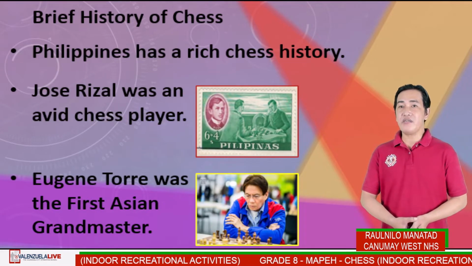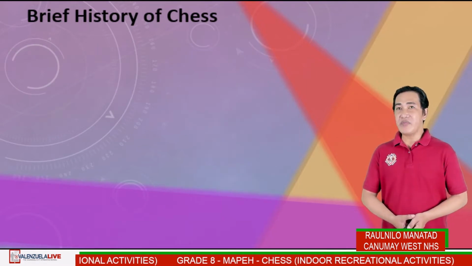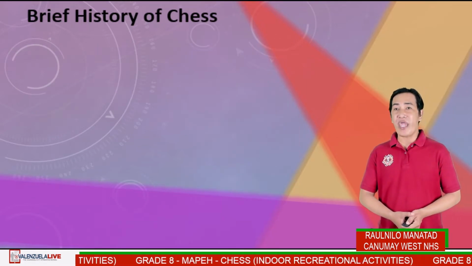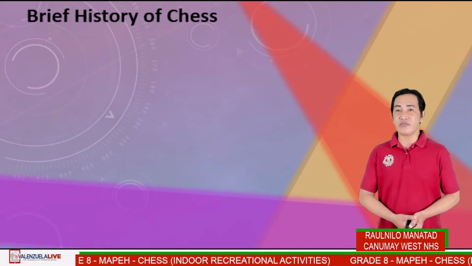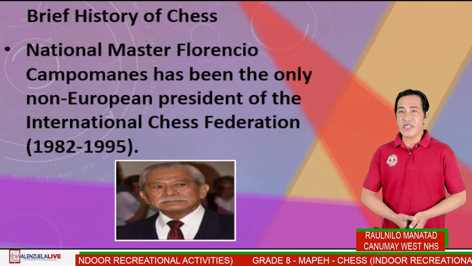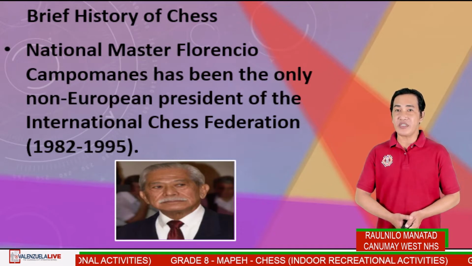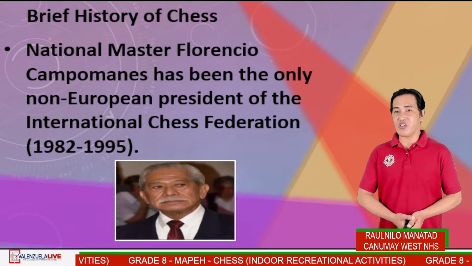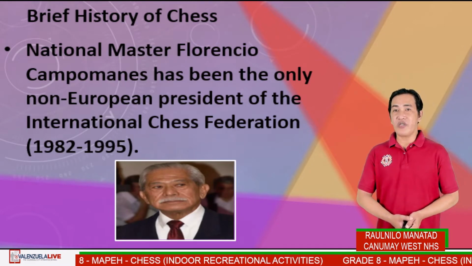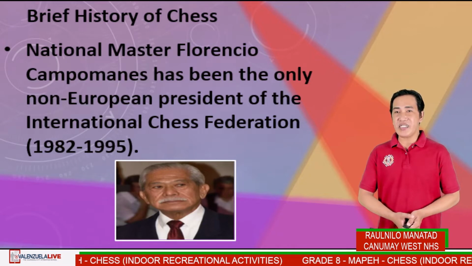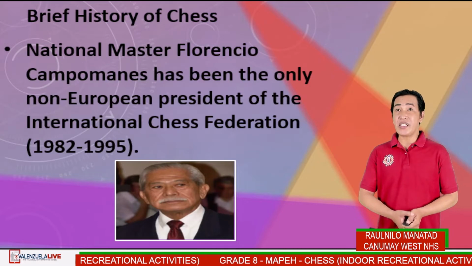Mr. Eugene Torre was the first Asian Grandmaster, and just recently made history again as the first Asian male to be inducted in the World Chess Hall of Fame. National Master Florencio Campomanes has been the only non-European president of the International Chess Federation during his term. Karpov defended his crown against Korchnoi in Baguio City in 1978. Even the 30th Chess Olympiad was held in our country in 1992.